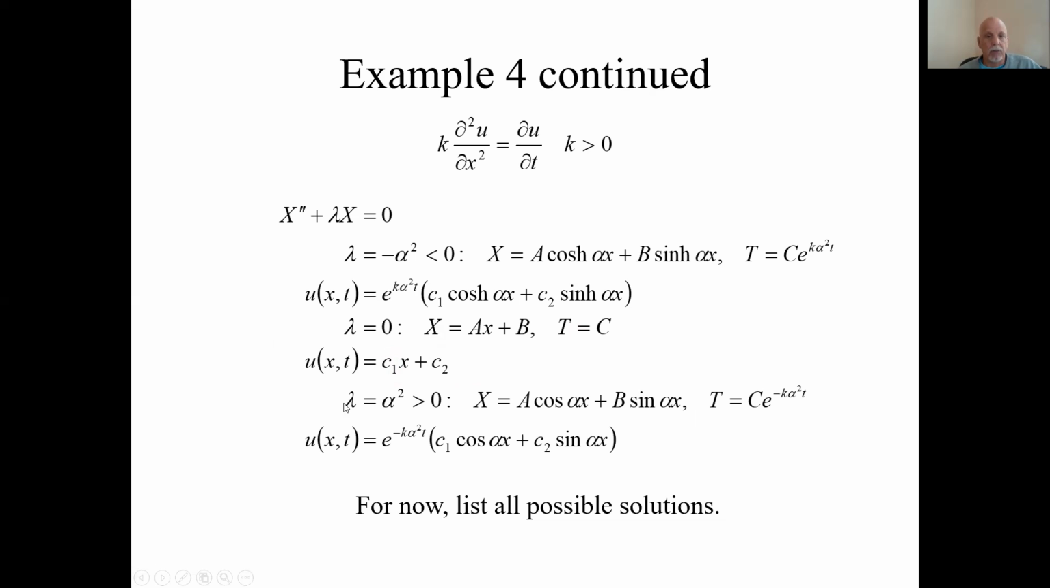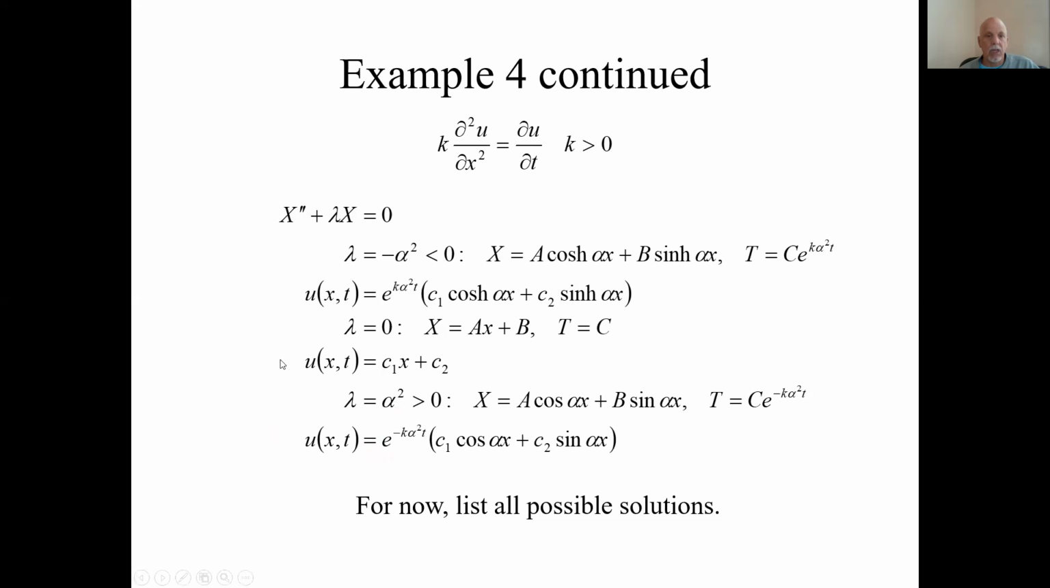More needs to be said there. And finally, if lambda is positive, we call it alpha squared. That gives us this solution for the X off our formula sheet. T solution must use the same lambda. Both equations must use the same lambda. Total solution is the product of the two solutions, X and T. Some of the constants can be absorbed. I'm still left with two constants in that solution.